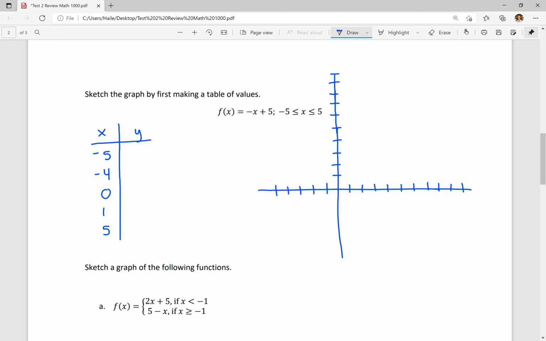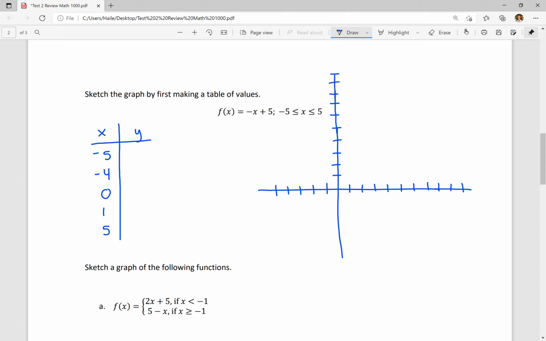For this problem, we want to sketch a graph by first making a table of values. Making a table of values means we want to choose some x values, plug them into our function, and get out y values, which will then graph to get a picture of our function. So let's say we choose the x values -5, -4, 0, 1, and 5. It doesn't matter what x values you pick.